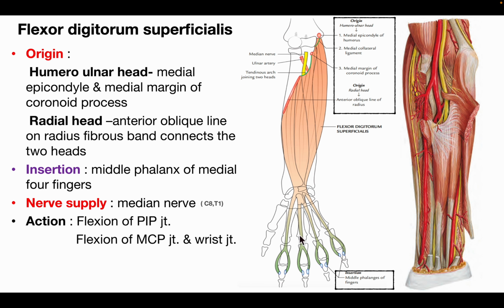Now each tendon divides into 2 slips. Can you see here in the diagram? So each tendon divides into 2 slips, which go and attach to the middle phalanx of the medial four fingers. So these are the medial four fingers except the thumb. Nerve supply is by the median nerve, which has root value C8 and T1. The action is flexion of the PIP joint, that is the proximal interphalangeal joints, flexion of the metacarpophalangeal joints and the wrist joint.